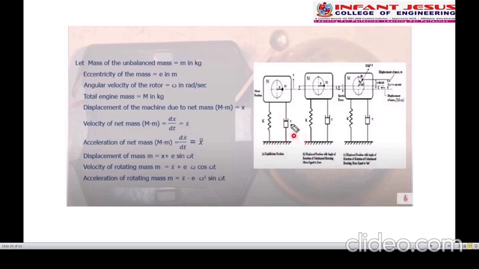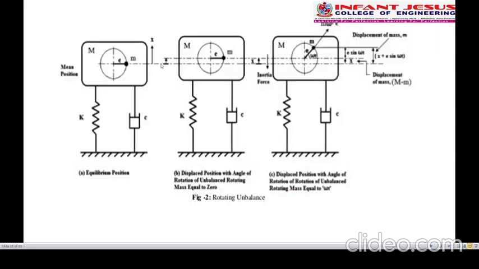So the same thing we have assumed as a mathematical model is shown here. Here this is taken as the mean position of the system. So now you can see this is the displacement. We know that the unbalanced mass is rotating in the anti-clockwise direction.